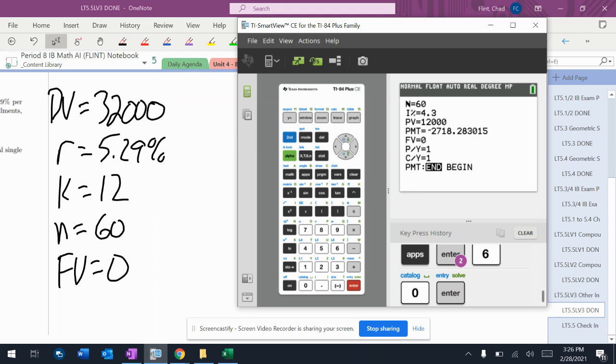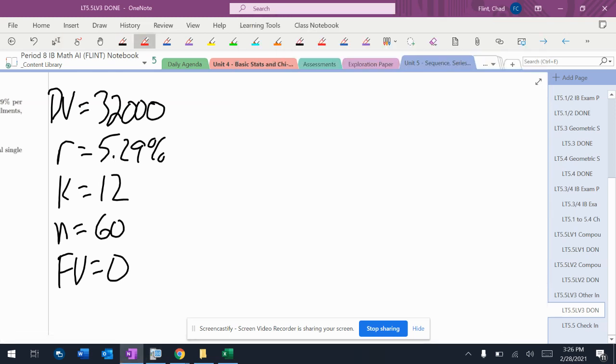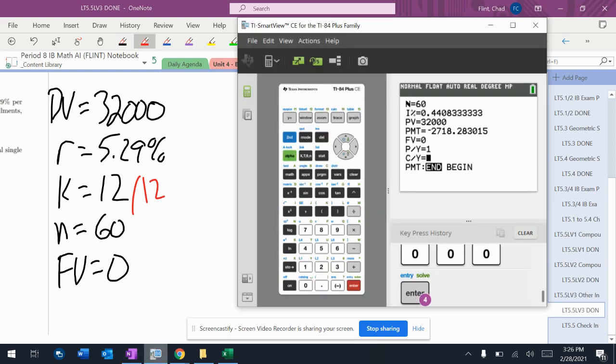My interest rate is 5.29% divided by 12 for 12 months. I'm going to do this monthly. My present value is 32,000. I'm going to figure my payment out. My future value is 0. Now my payments per year is 1 because it's really payments per month. And my compounding is 1, not 12, because I'm doing it per month. All right, I'm paying at the end of the month.